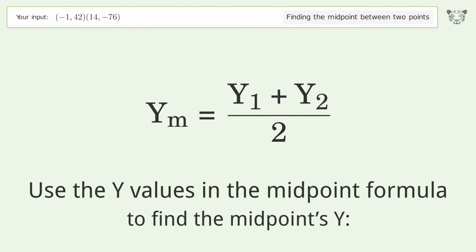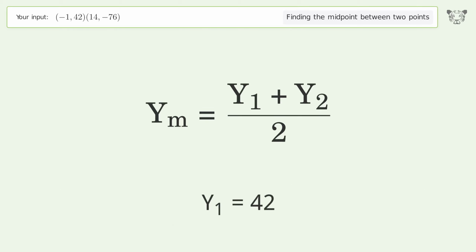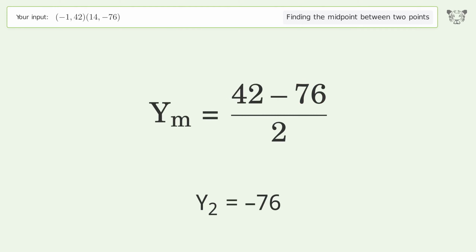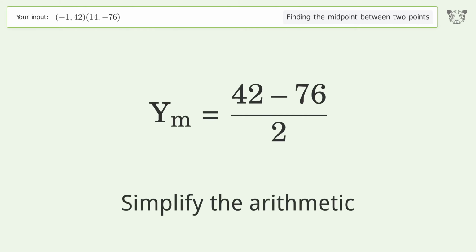Use the y values in the midpoint formula to find the midpoints y. y1 equals 42. y2 equals -76. Simplify the arithmetic.